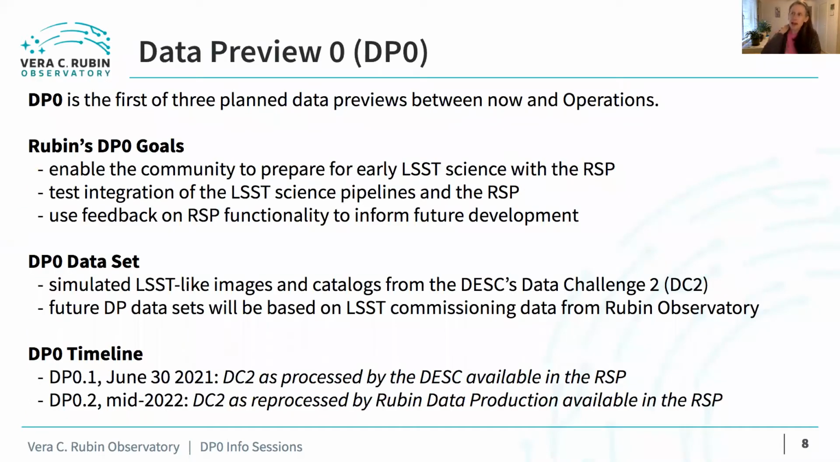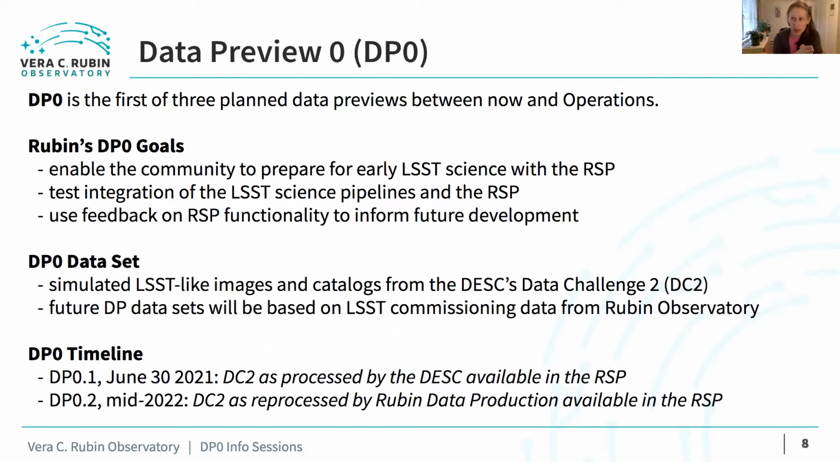So that's what's coming, and Data Preview 0, how it fits in. DP0 is the first of 3 planned data previews between now and operations. In particular, the goals of this first data preview are to enable the community to begin to prepare for early science with LSST data and also with the Rubin Science Platform. Another goal is to test the integration of the LSST science pipelines and the RSP. And from Rubin's perspective, to use feedback on RSP functionality from users to inform future development over the next couple of years.